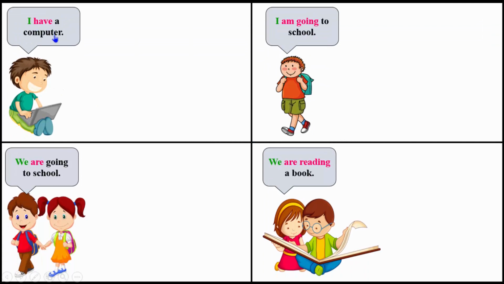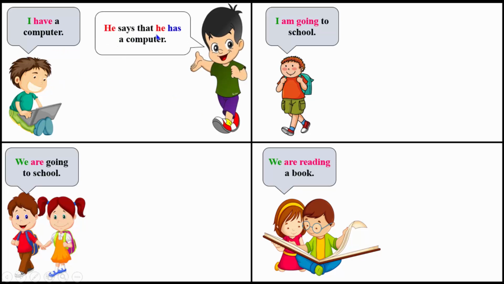I have a computer. The boy, he says this. I have a computer, so it's direct speech because these are his words. I'm going to school. We are going to school. We are reading a book. So if someone repeats what this boy says, it will be like this. He says that he has a computer. He, the pronoun he, and also here, it refers to this boy.